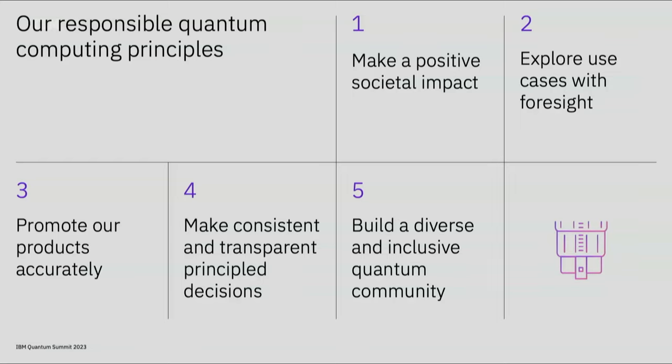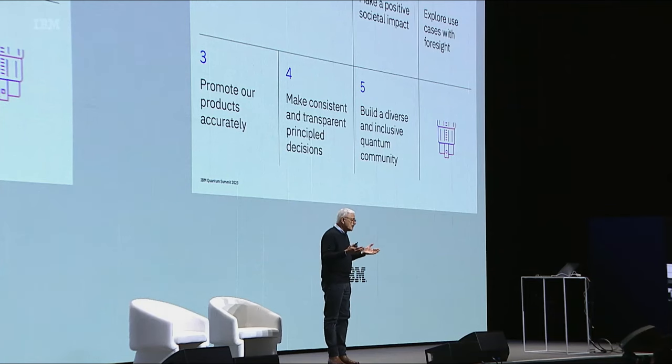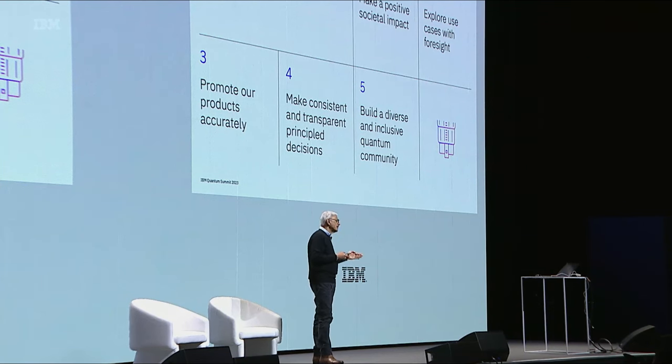The first is you choose your use cases in such a way that they do create positive societal impact. The second, anticipate potential side effects, if you will, unanticipated side effects of even these positive use cases. The third is represent the capabilities as well as the limitations of quantum computing. In other words, don't overhype, right? And the fourth is we want to be intentional about being consistent and transparent in making decisions. And finally, we want to build an inclusive ecosystem that represents the diversity of the world at large.